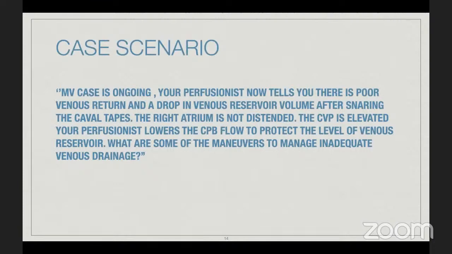So our next scenario: a mitral valve case is ongoing. Your perfusionist now tells you that there is a poor venous return and a drop in the venous reservoir volume after snaring the caval tapes. The right atrium is not distended. The CVP is elevated, and your perfusionist lowers the bypass flow to protect the level of the venous reservoir. What are some of the maneuvers to manage inadequate venous drainage? Anyone?